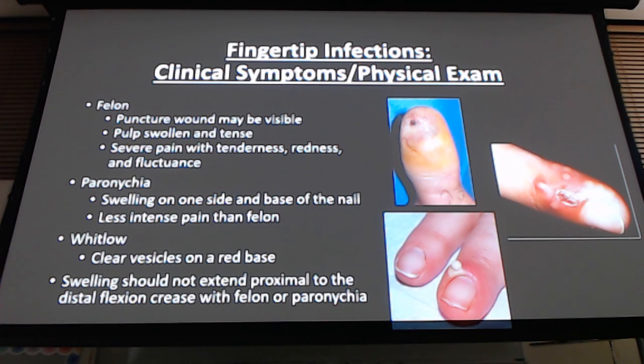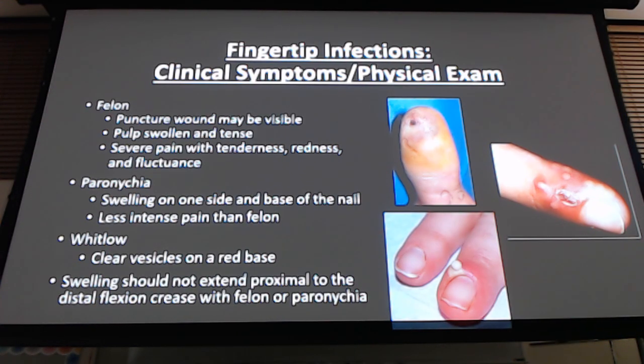So whitlow, all right, herpetic whitlow: clear vesicles on an erythematous base. What is the term? Clear vesicles on an erythematous base, okay? But the swelling should not extend proximal to the flexion crease. Everyone understands that your DIP, if you look at the palmar aspect of your DIP and you flex just at the DIP, you see the crease that it forms there? So it should be at or distal to that crease, but not proximal to it.